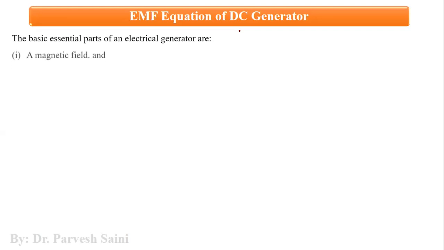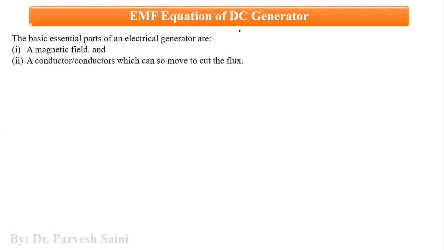So we need the magnetic field to have the EMF, and then we need the conductor, right? And this conductor must be moving or rotating in the magnetic field and cutting the flux. If that happens, then as per Faraday's law of electromagnetic induction, we can get an EMF induced on the conductors which are rotating in the magnetic field. And the magnetic field in DC generators is usually the static magnetic field, right?